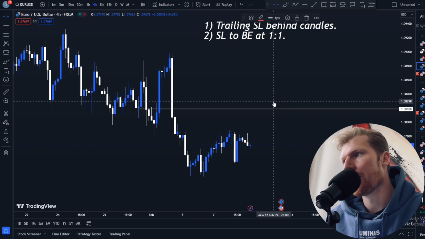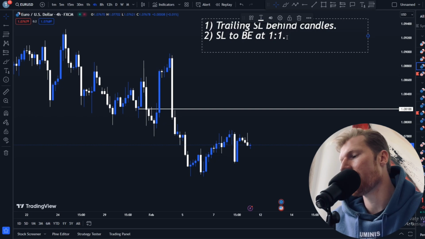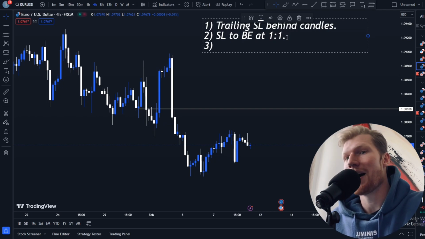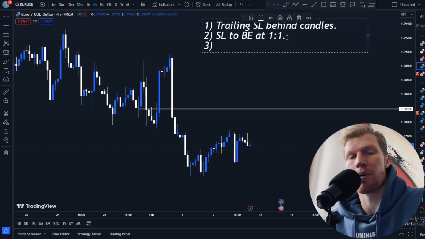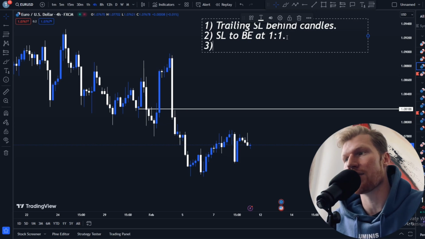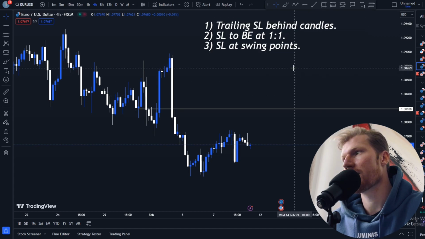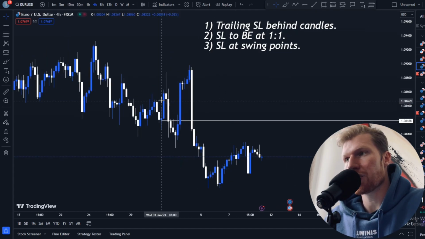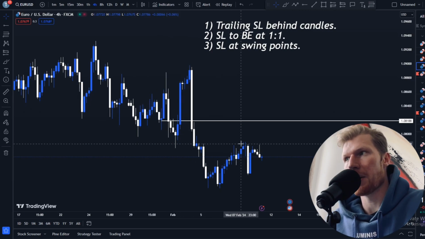And finally, the third approach is the approach that I use. Obviously, I wouldn't say it's my favorite approach because I don't have a favorite approach. It's whatever approach is most profitable that I'm going to use. And on my swing trading system, I found the best approach is stop loss at swing points. So you adjust your stop loss based off of the major swing points, every time a swing high or a swing low comes in.